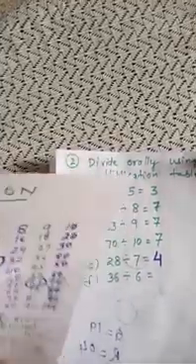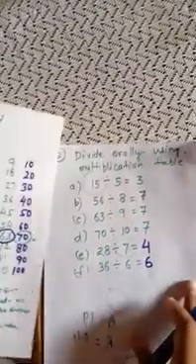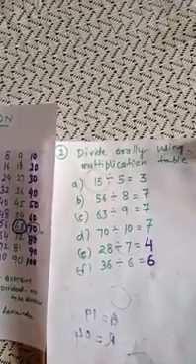36 divided by 6. What will be the answer? So let's start the table of 6. 6 ones are 6, 6 twos are 12, 6 threes are 18, 6 fours are 24, 6 fives are 30, 6 sixes are 36. All of you see here. 6 sixes are 36. So here 36 divided by 6 is 6. Right, children? In this way you can do this division orally using the multiplication table.